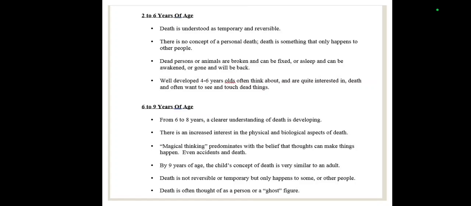For 6 to 9 years of age, from 6 to 8, a clearer understanding of death is developing. There's an increased interest in the physical and biological aspects of death. Magical thinking predominates, with the belief that thoughts can make things happen, even accidents and death. By 9 years of age, the child's concept of death is very similar to an adult's. Death is not reversible or temporary, but only happens to some or other people.